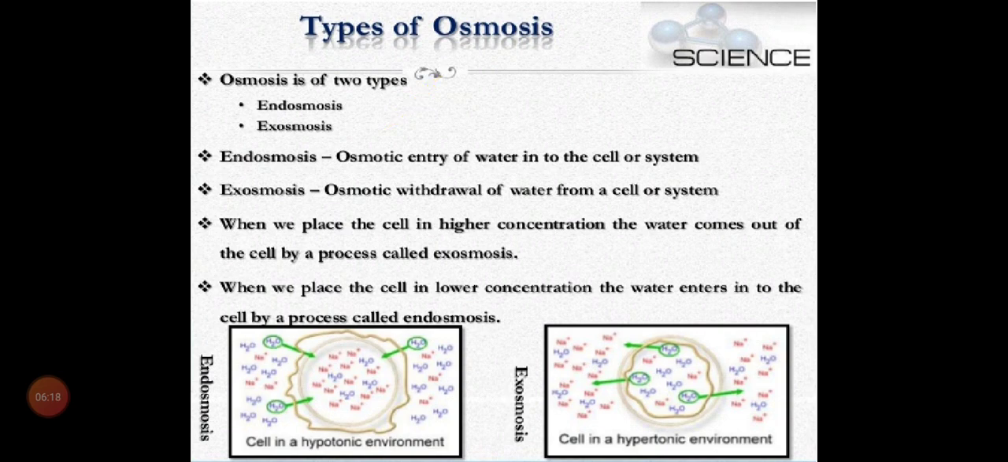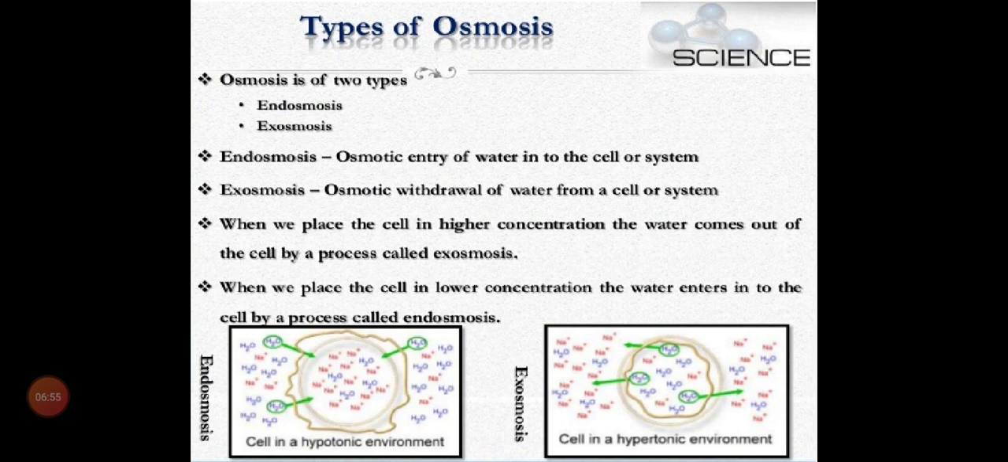Where will this osmosis happen? Osmosis will happen inside every plant, microorganism, human being, every animal. How does water move from one cell to another cell? Through osmosis only. So how is it happening? We know the procedure, but we want to see a few technical terms. So here first we'll see the endosmosis definition. Osmotic entry of water into the cell or system. Osmotic entry of water into the cell or system is called endosmosis.